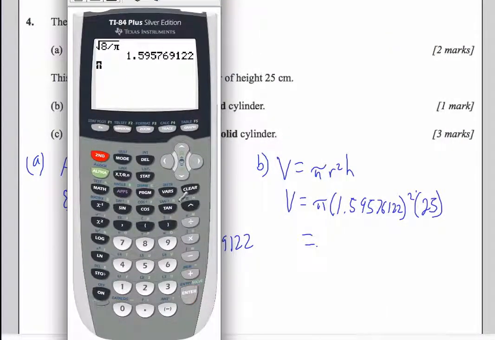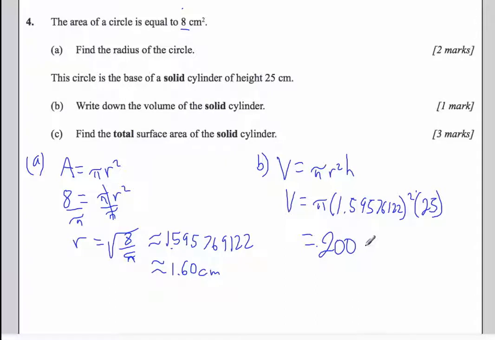So the volume is pi times, I've got that number in answer, and I'm going to square it, and then times 25. There we go, pi r squared h, and we get exactly 200. So it's 200, this is volume, so it's cubic centimeters.